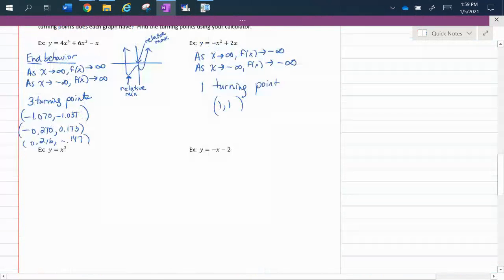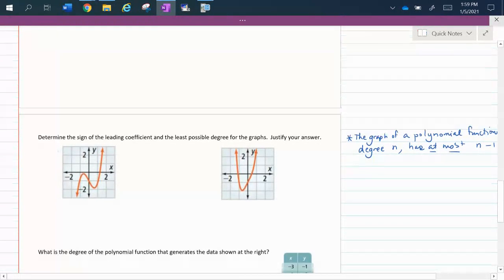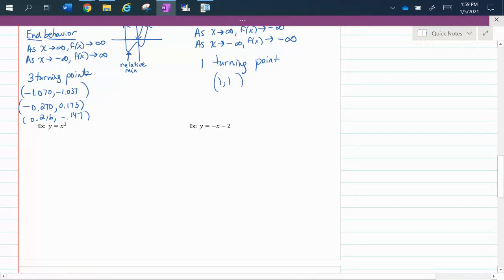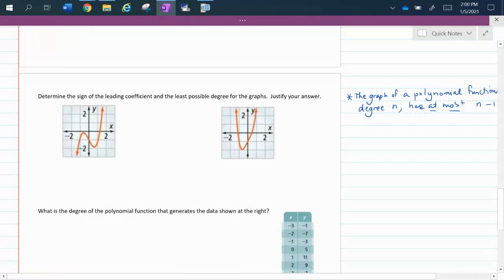We're going to move on a little bit, and we can finish these other two tomorrow together. Determine the sign of the leading coefficient and the least possible degree for the graphs. Okay. The sign of the leading coefficient.